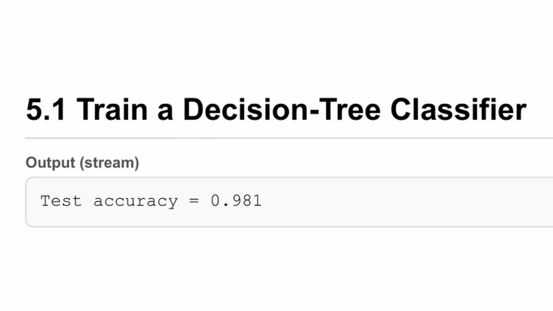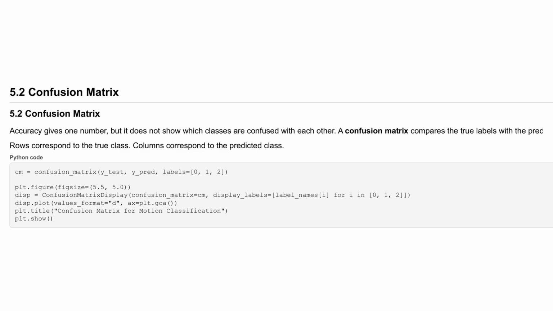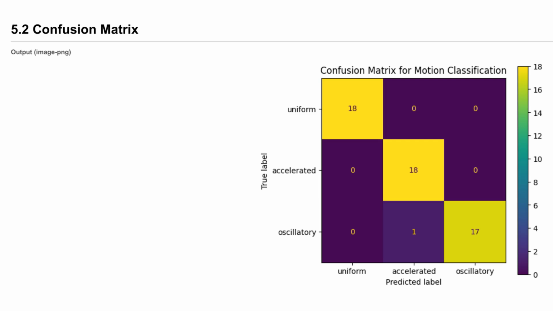However, a single accuracy metric does not tell the whole story. To better understand our model's performance, we use a confusion matrix. This matrix compares the true labels in our test set against the labels our model predicted. Looking at the plotted confusion matrix, the diagonal shows correct predictions. We can immediately spot that one instance of oscillatory motion was misclassified as accelerated motion.